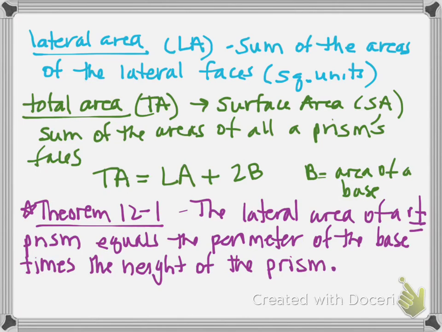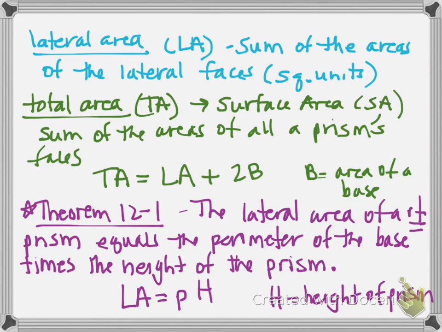So the formula looks like lateral area equals perimeter times h. And I'm going to use a capital H for the height of the prism. And the reason why I'm going to do that is because sometimes when you're figuring out total area, you need to know the height of the base. So I'm going to call him little h. Okay, so we're going to distinguish our h's.